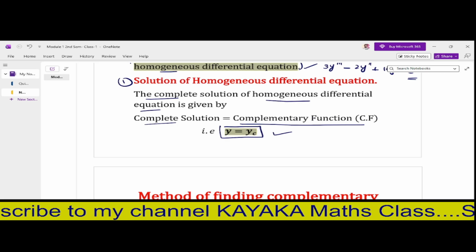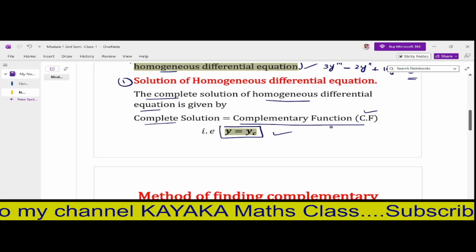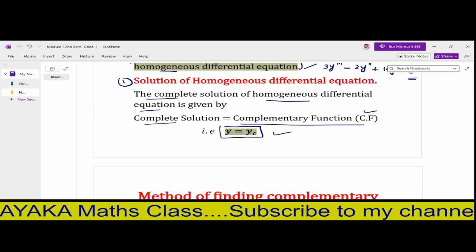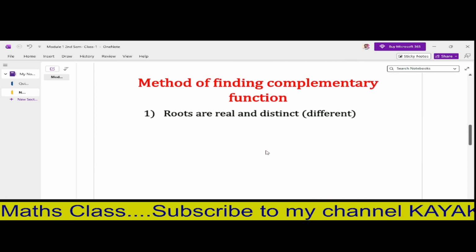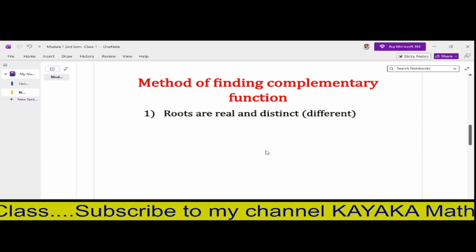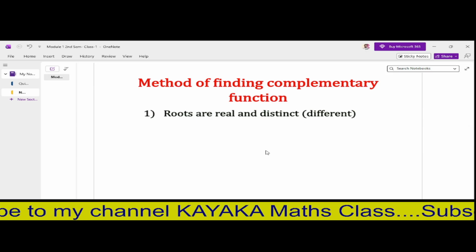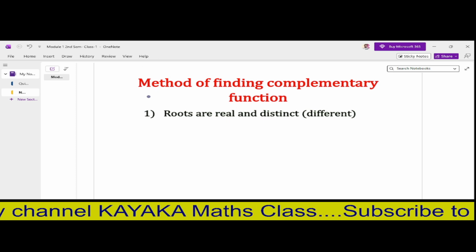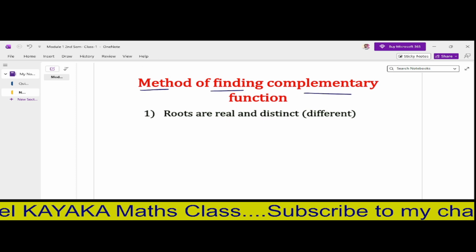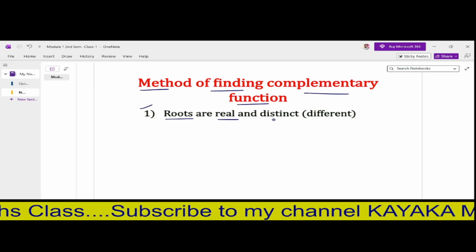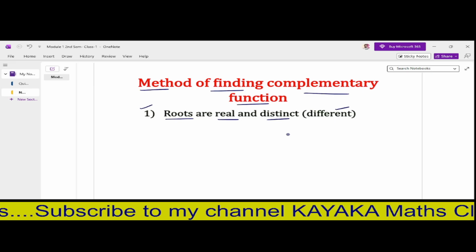It is shortcut-written as CF. How to write yc is very important now, and we'll see that next. So my dear students, this is very important. There are three kinds of roots where we write the complementary function. Let us see the method to find the complementary function. The first category is if the roots are real and distinct. Distinct in the sense they are different from each other.